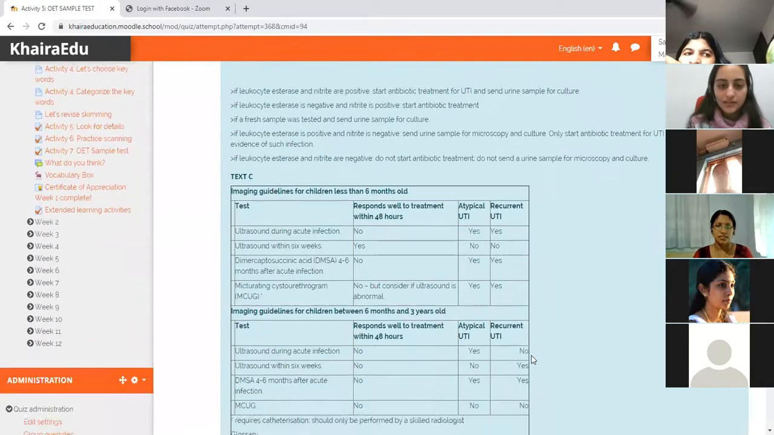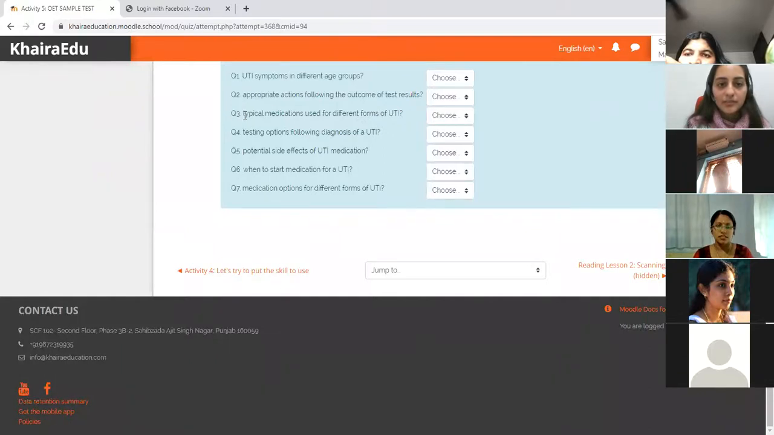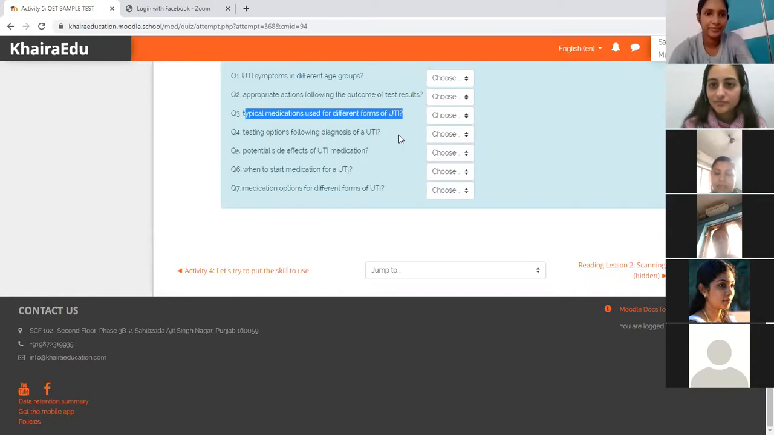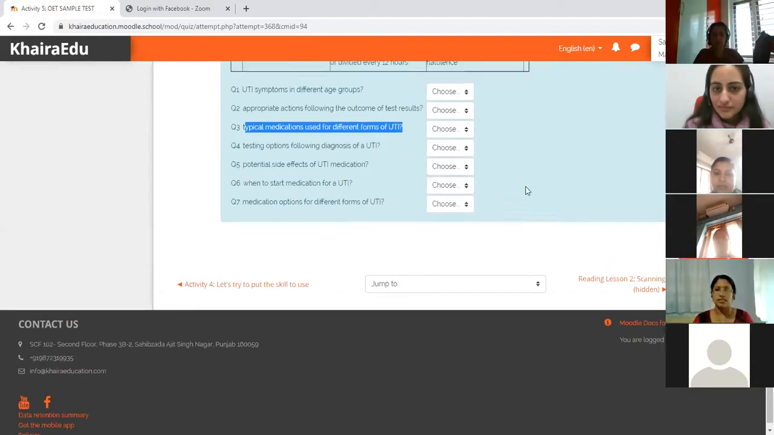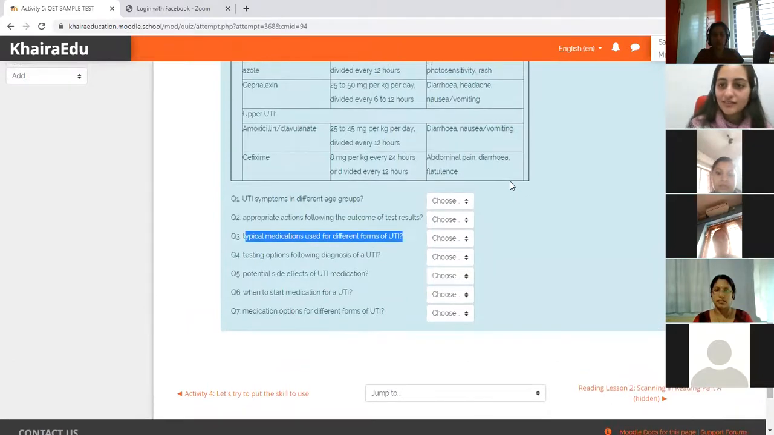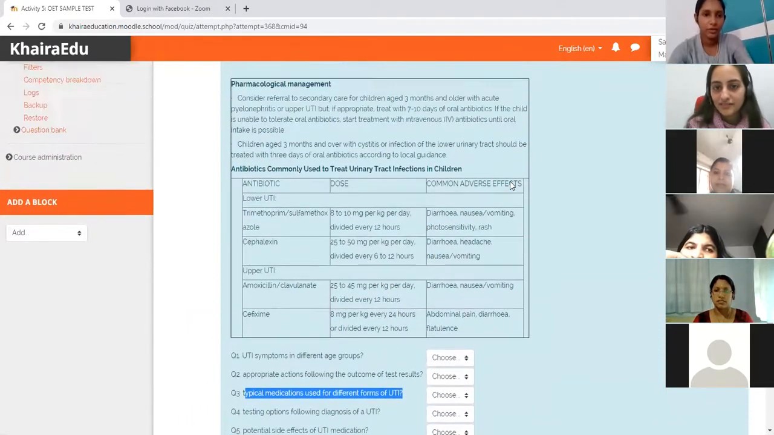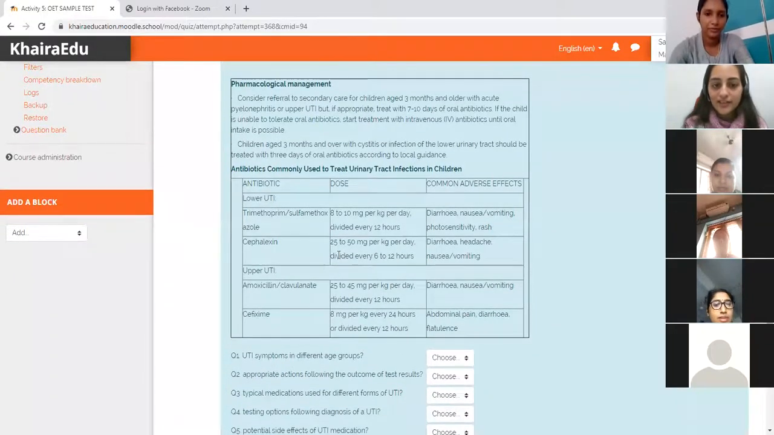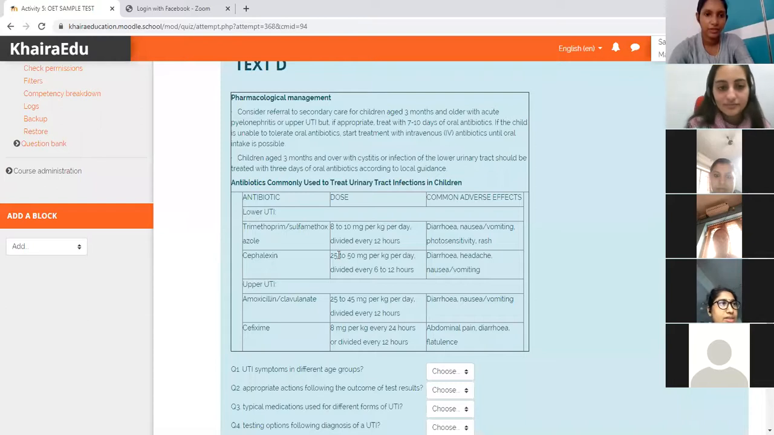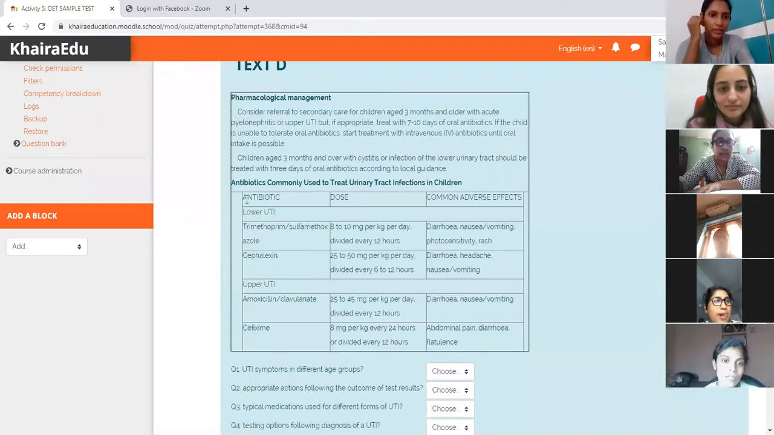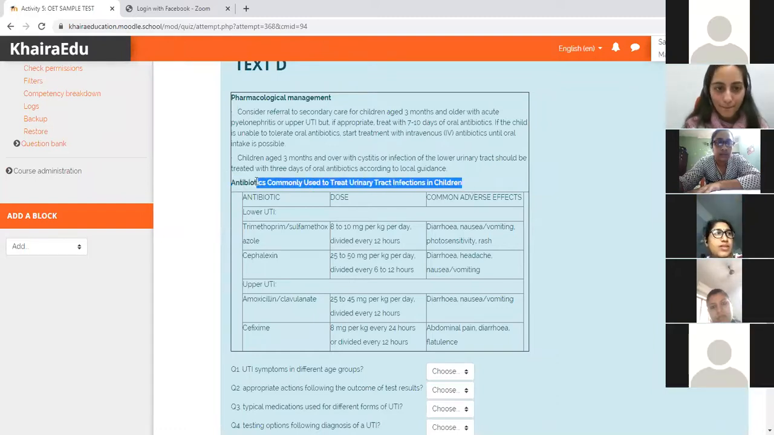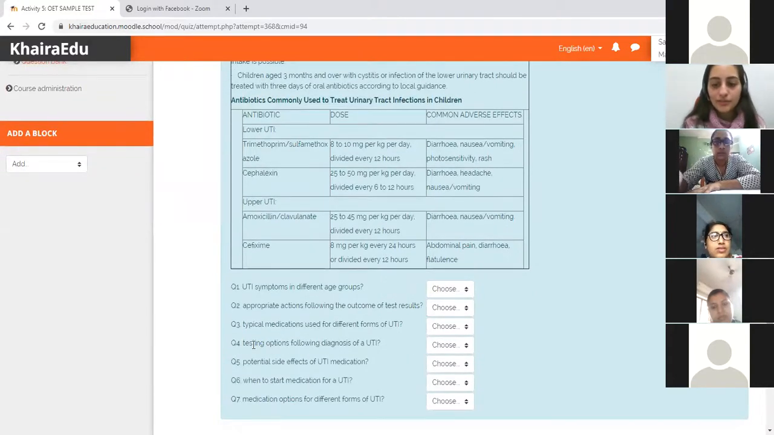Now let's look at the third question. Typical medications used for different forms of UTI. D. Did someone have a different answer than D? No, ma'am. Antibiotic. It is clear, ma'am. Okay. So where did you find it in D? In the first heading, Antibiotics, pharmacological management, commonly used antibiotics. This heading right here? Yes, correct.